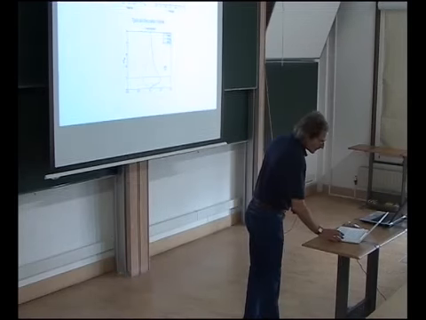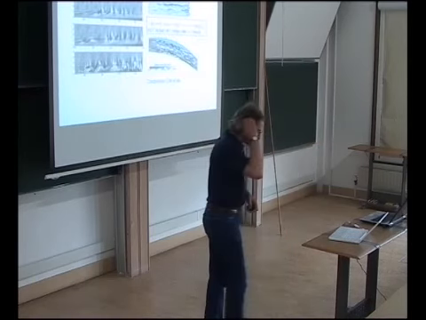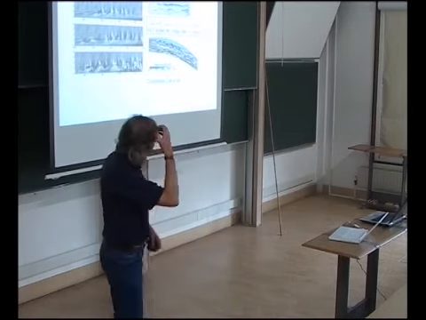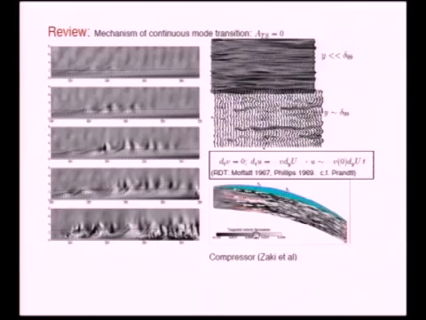So that's what the continuous modes look like. They represent free stream turbulence. And then the discrete modes are Tollmien-Schlichting waves, which have a maximum inside the boundary layer.